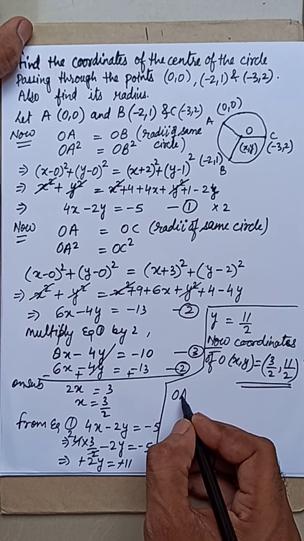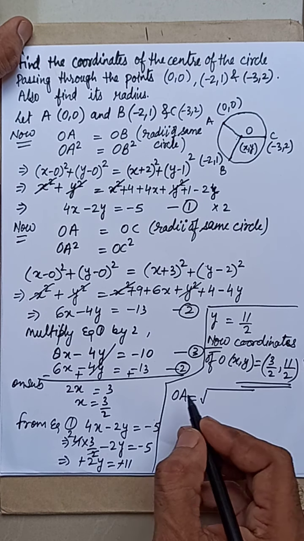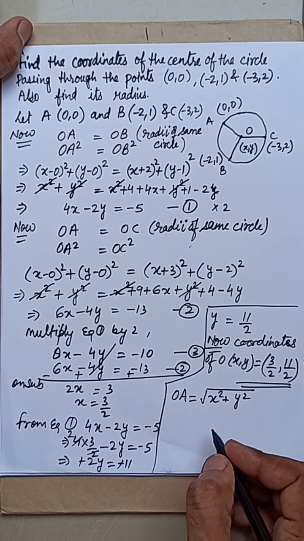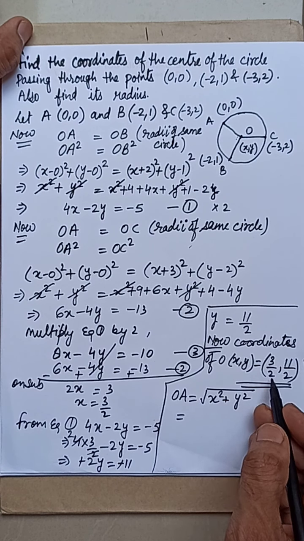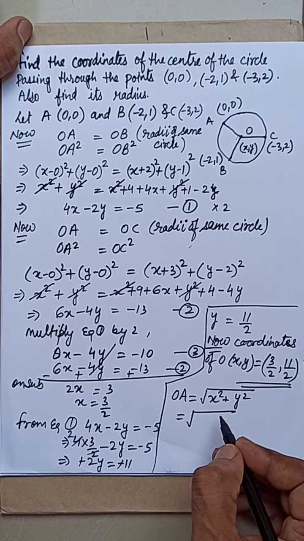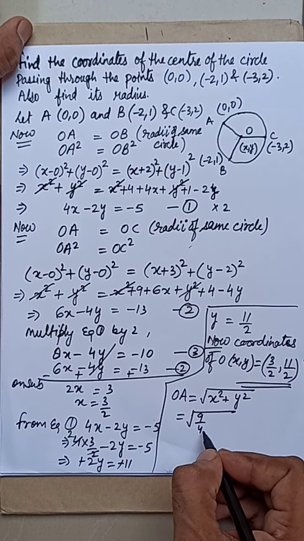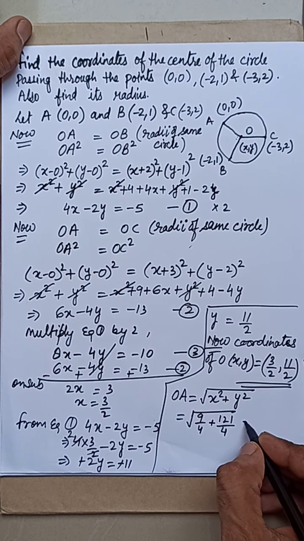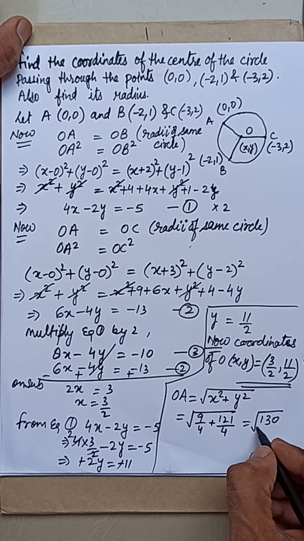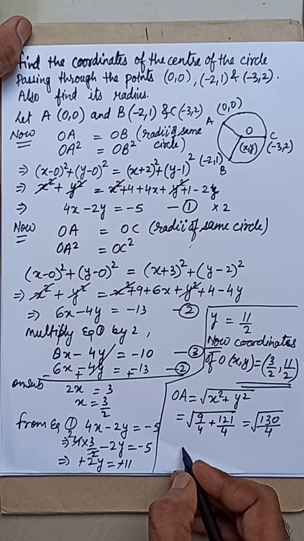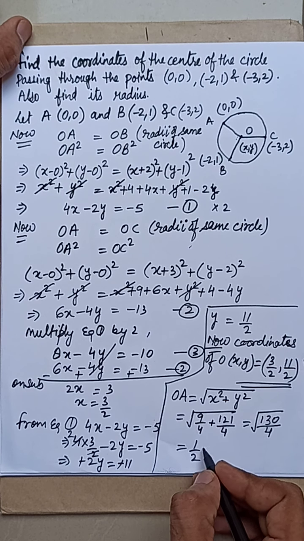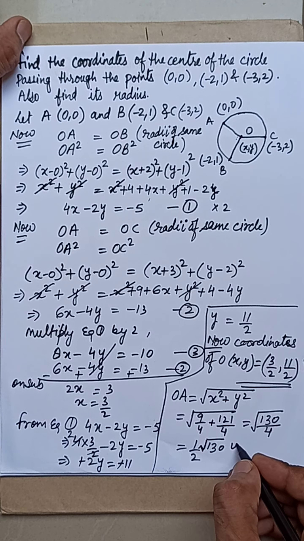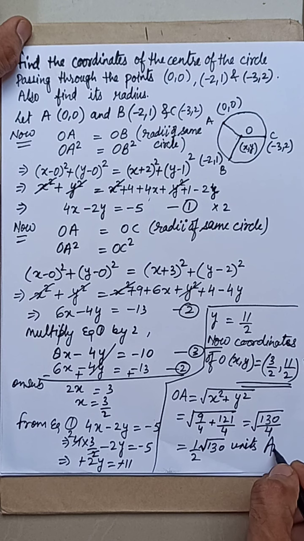So I can write OA as under root x minus 0 whole square, that will be x square, plus y minus 0 whole square, that will be y square. So x square plus y square. We can put the values of x and y at the respective places. So it will be 9 upon 4 plus 121 upon 4, which is the square root of 130 upon 4. So we can take the square root as 1 upon 2 square root of 130. We can leave this answer for OA in units. It will be your answer.